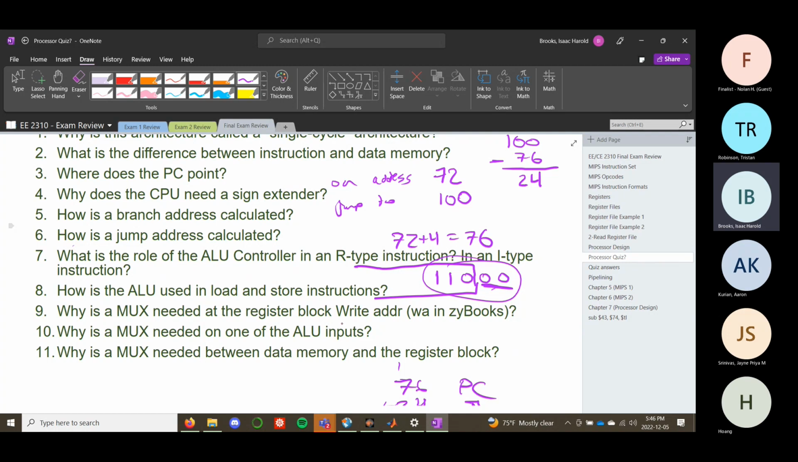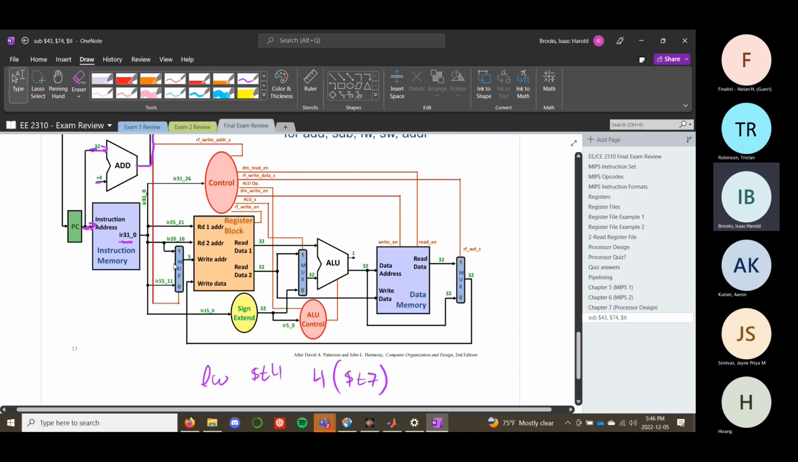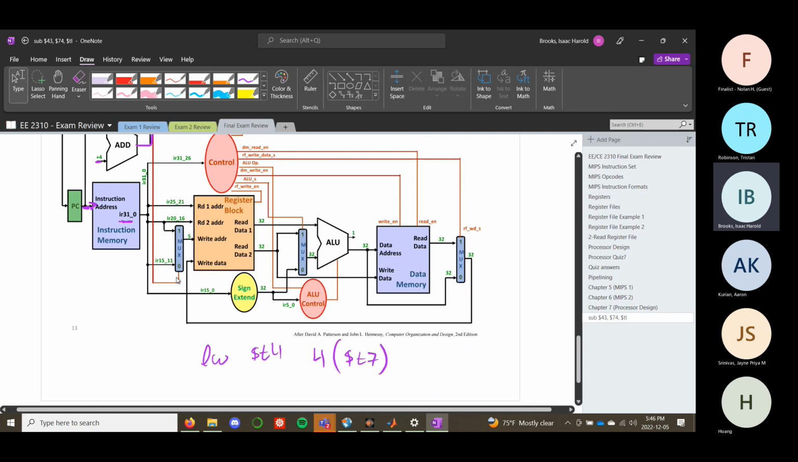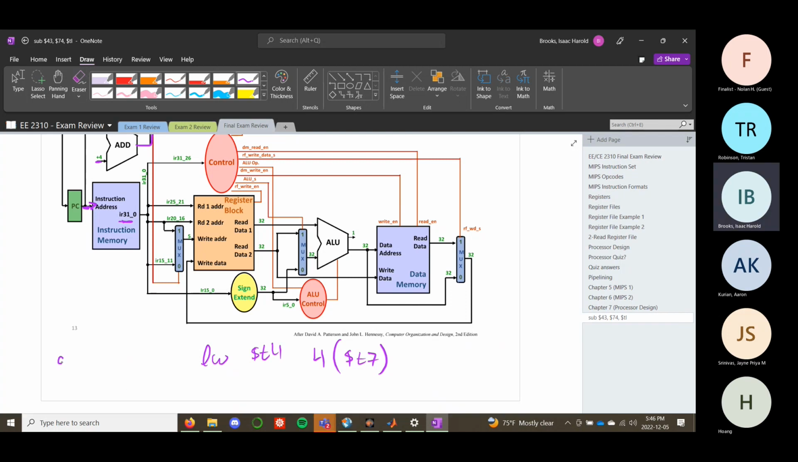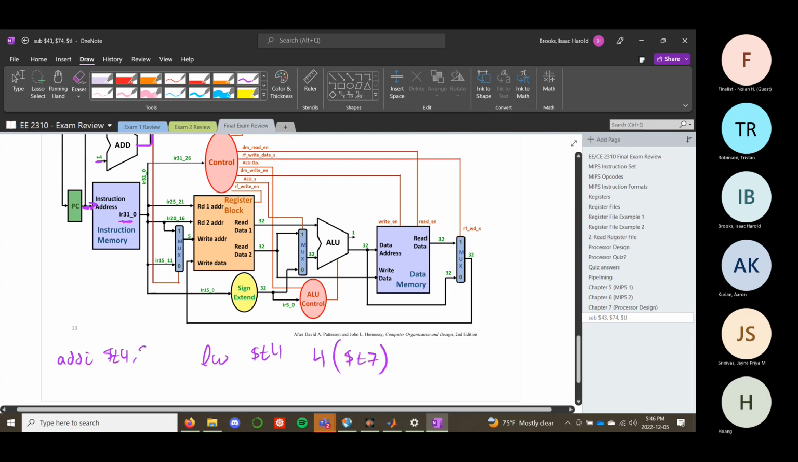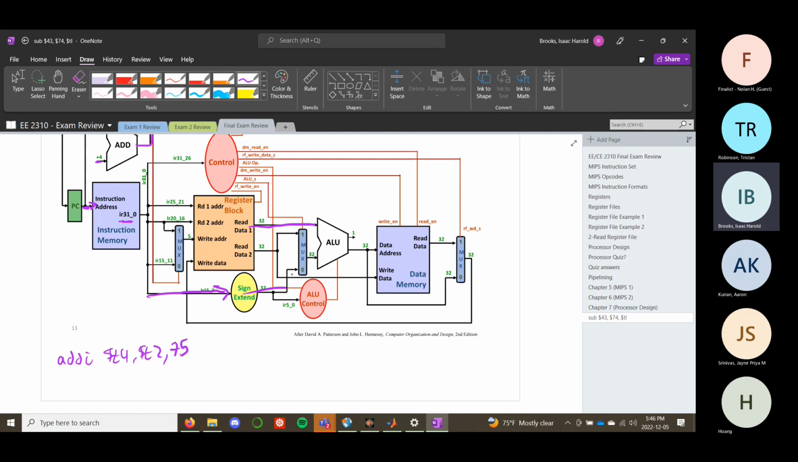Why is a MUX needed at the register block write address? These ones, you just have to look at the diagram. The register block write address is down here. That's this MUX. Remember, we saw a sub command where we needed to store into this one. If our instruction was an add immediate, then the immediate would come here and get sign extended. T2 would get read from. This MUX would select the immediate value. The computation would happen, it gets selected here, this is the result from the ALU, and then this would come back to the write data.